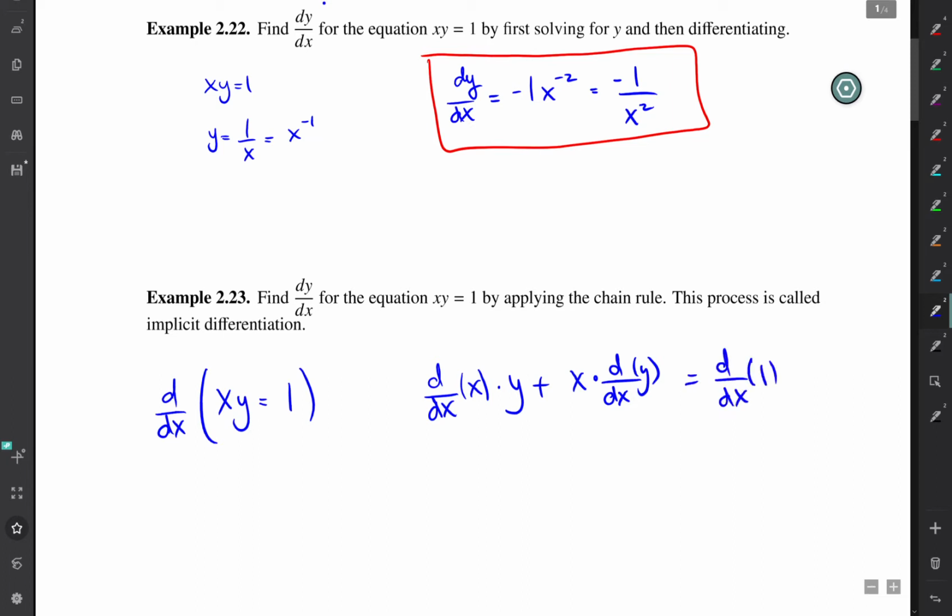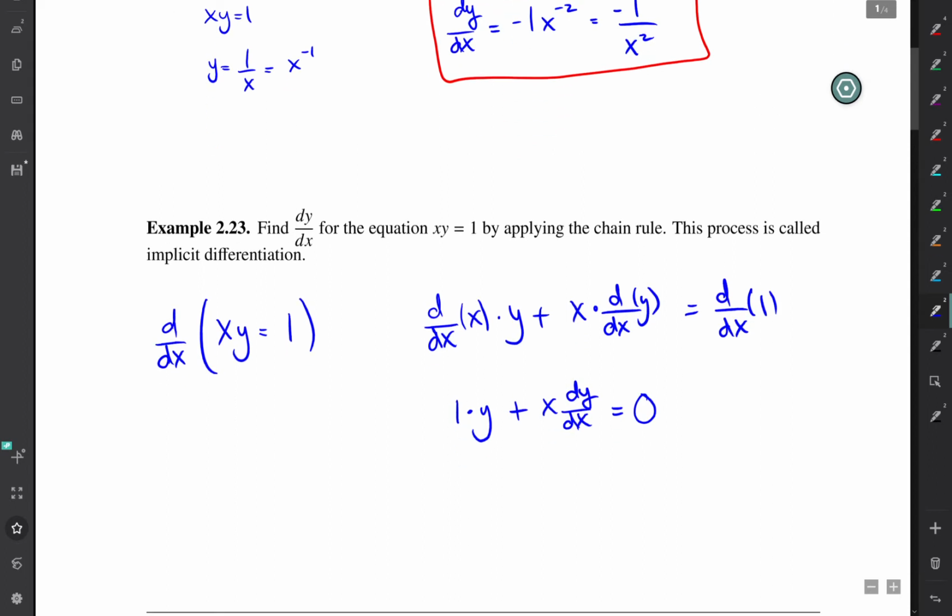0. So again, because we have a product x times y, we apply the product rule, and it says that you take the derivative of the first times the second, plus the first times the derivative of the second. And now the derivative of x is just 1. So I get 1 times y plus x times, well, the derivative of y with respect to x is just dy/dx. And then the derivative of 1 is 0.